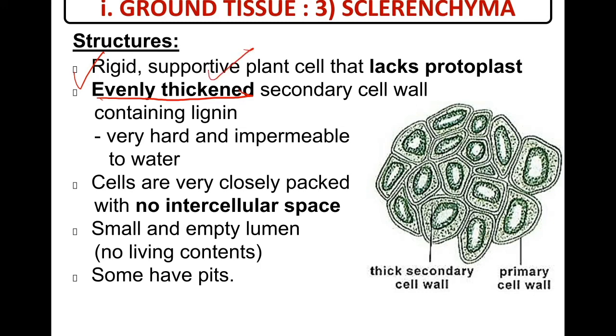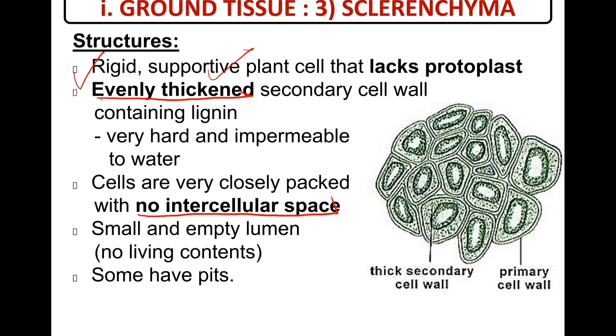Supportive plant cells that lack protoplast, and they are very hard, okay, comparing to the collenchyma. It is really different from the parenchyma. Comparing to the collenchyma, it has little or no intercellular space. But the parenchyma has a lot of intercellular space, as parenchyma functions in gaseous exchange. But not the sclerenchyma. They work more in the supportive system.